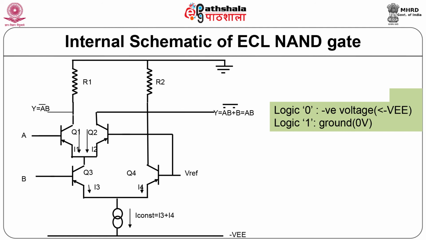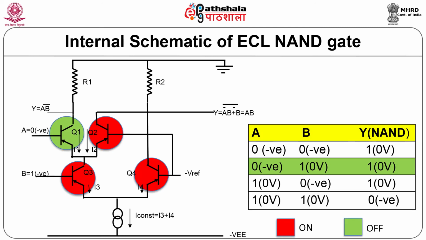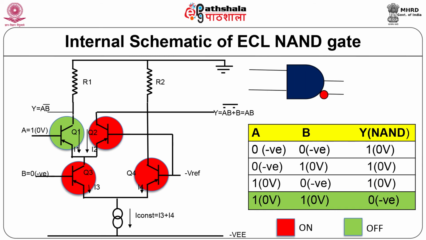Thus, in order to keep I constant as a constant current, I3 has to be adjusted so that Q3 would be more conducting or less conducting. This in turn makes Q2 more or less conducting, and hence accordingly the output would be more negative or less negative. This is true for all the cases of A and B. The symbol for the 2-input ECL NAND gate is shown.